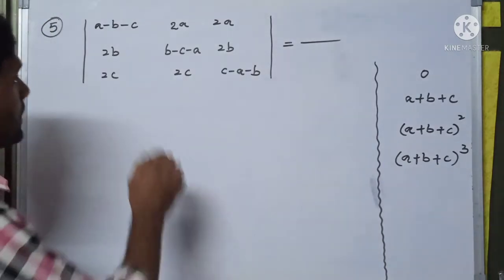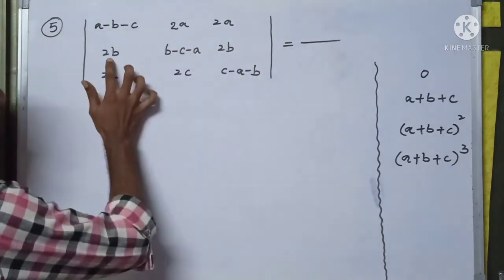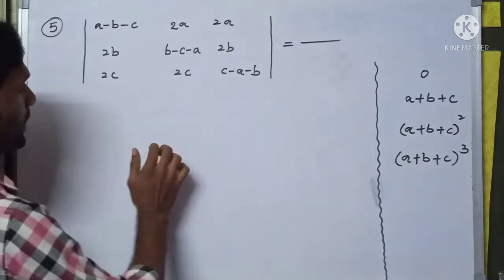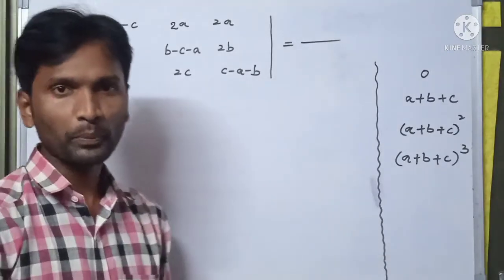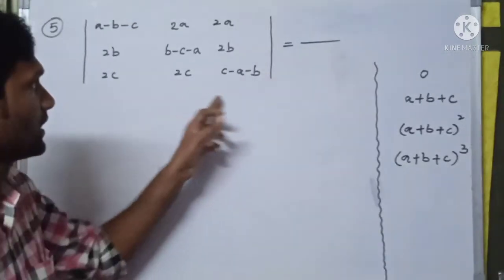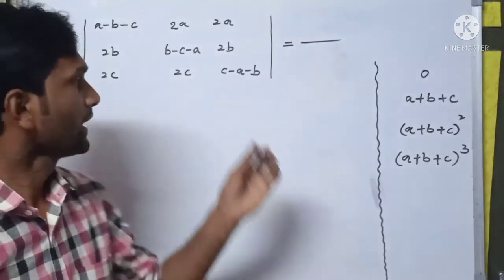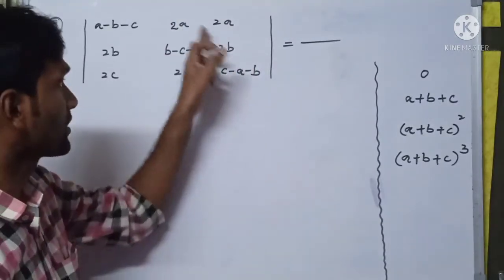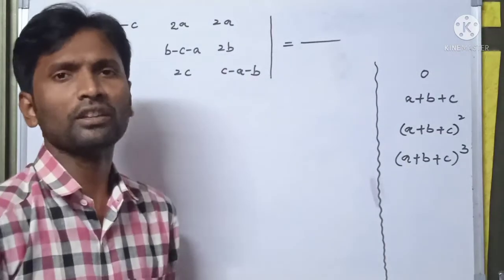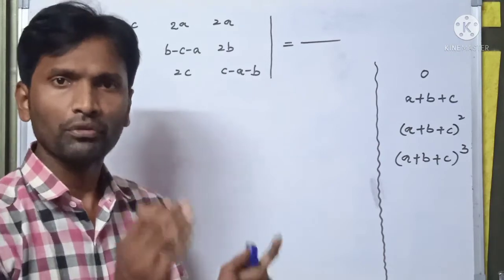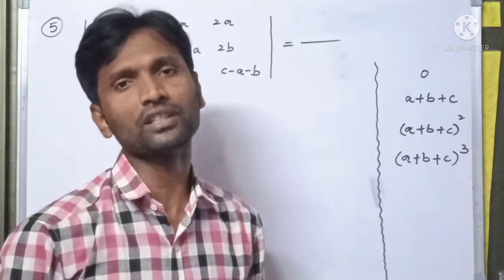See the next question. The value of the determinant |A minus B minus C, 2A, 2A; 2B, B minus C minus A, 2B; 2C, 2C, C minus A minus B| equals dash. Just as we discussed, wherever the given determinant is involving unknown values, in A, B, C or X, Y, Z, for finding the value of the given determinant we apply the verification method, taking the values of A, B, C as some integers.